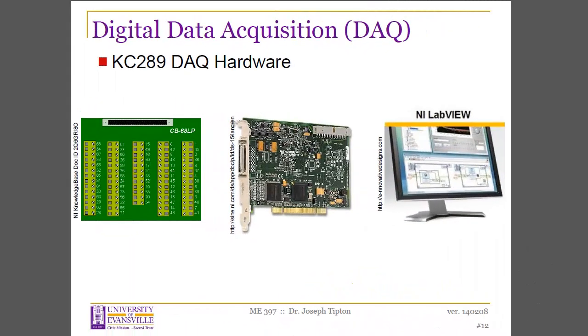So what is the hardware that you're using in this lab? Well, in the KC289 instrumentation lab, each of the 8 computer stations we have has this sort of functional setup. The first thing that you see is the connector block. Okay, ours is a model CB-68LP. Okay, so realize first that this is the connector block.